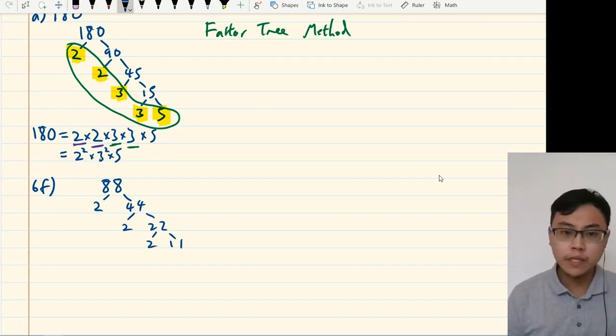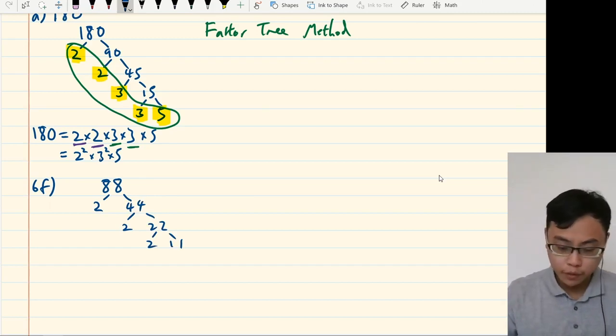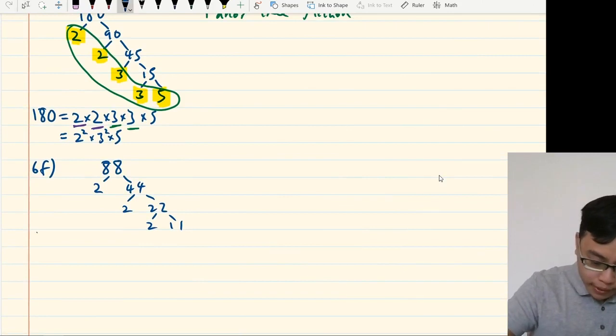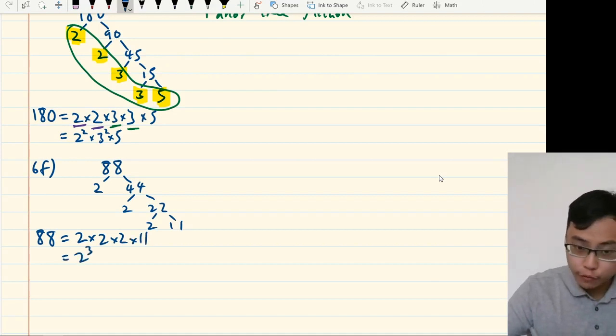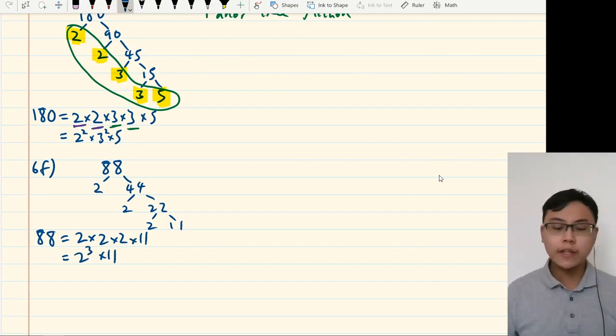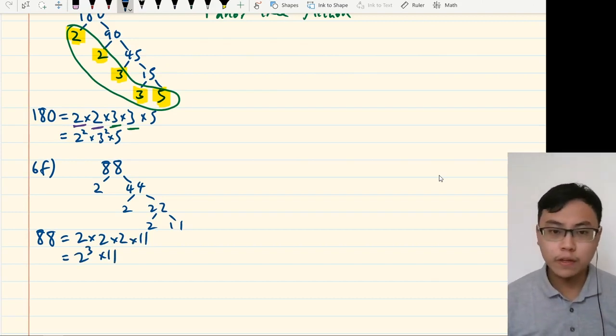Can 11 be split anymore? No, because it is a prime number. And so lastly, we write down 88 is equal to 2 times 2 times 2 times 11, and then that is equal to 2 cubed, because there are 3 2s, times 11, and then we are done with the question.